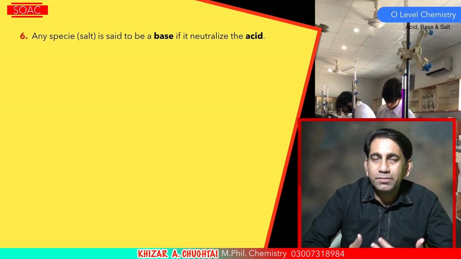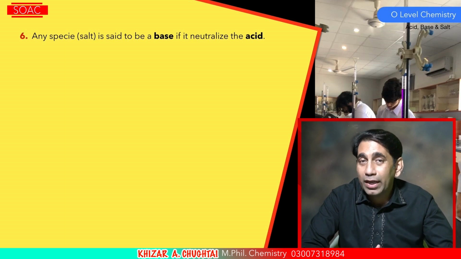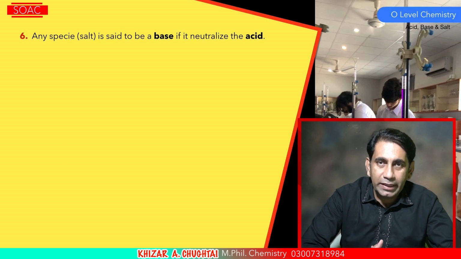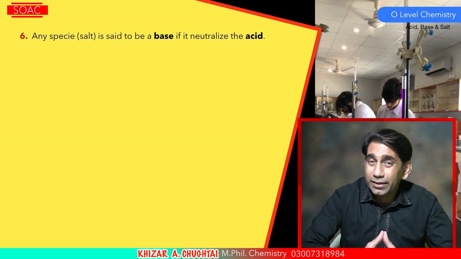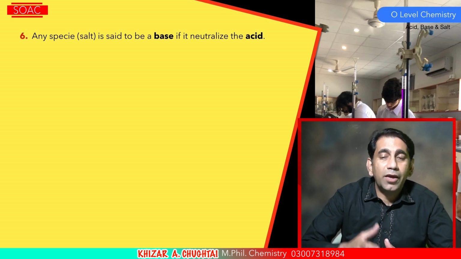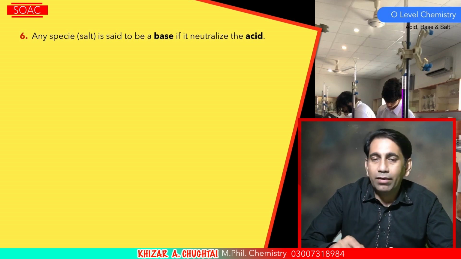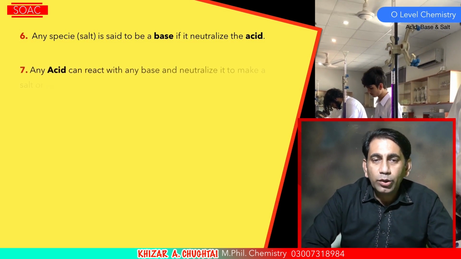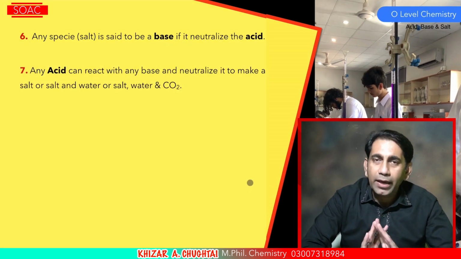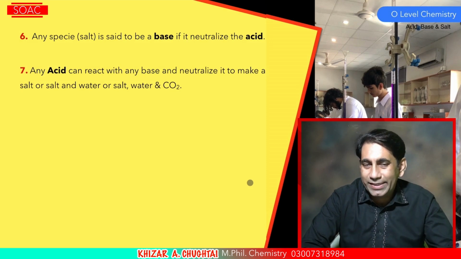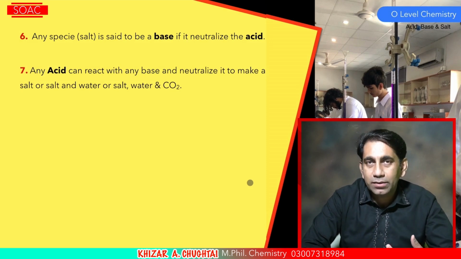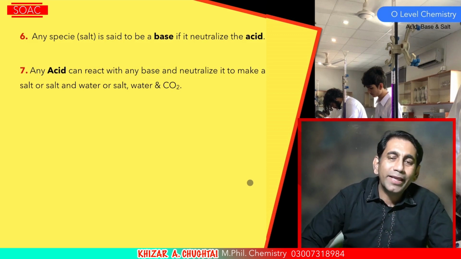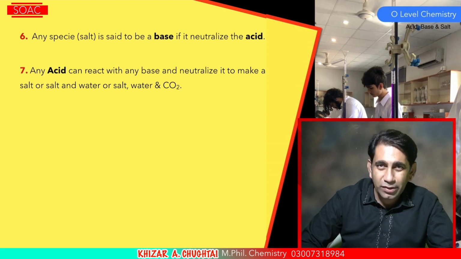So there are some salts that can neutralize the acid, and some salts that can neutralize the base. If a salt is neutralizing the acid, it is said to be a base. If a salt is going to neutralize a base, it is called an acid, and so on. Any acid, dilute or concentrated, can react with a base to neutralize the base. So whenever acid and base are allowed to meet together, they neutralize each other to make different sorts of compounds.